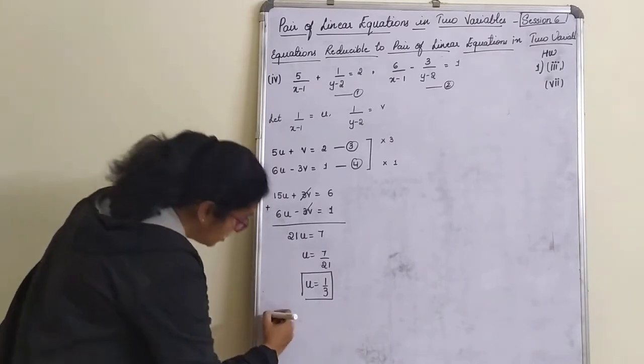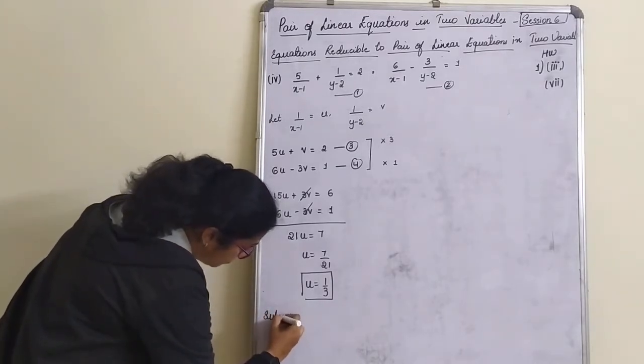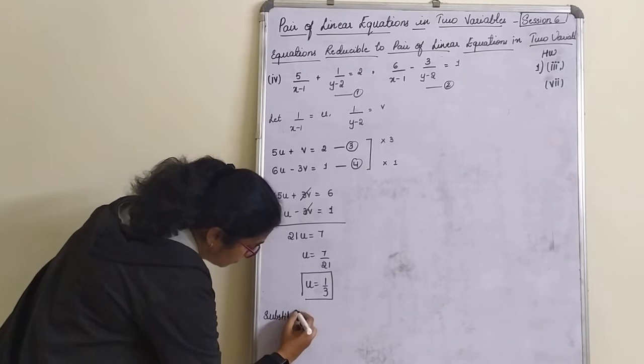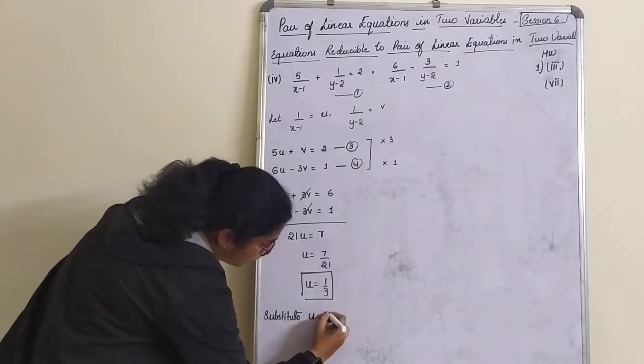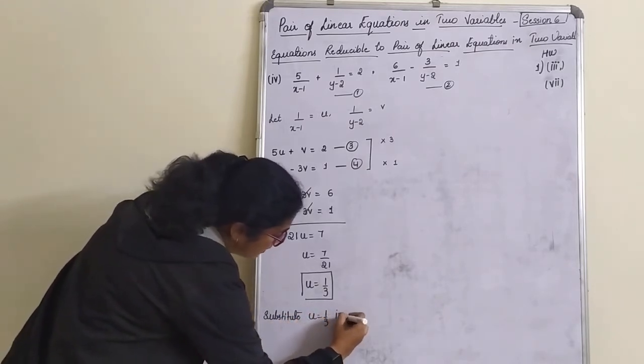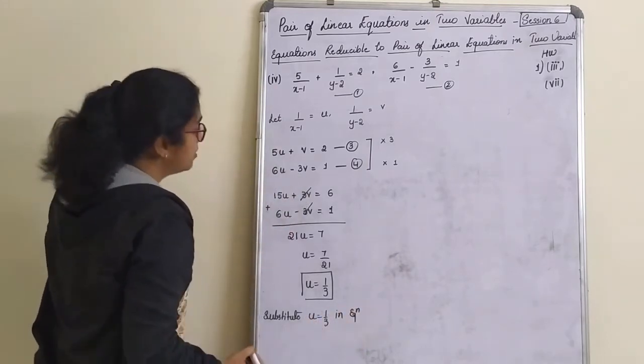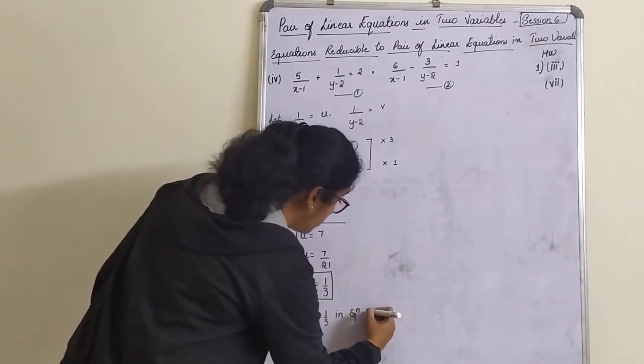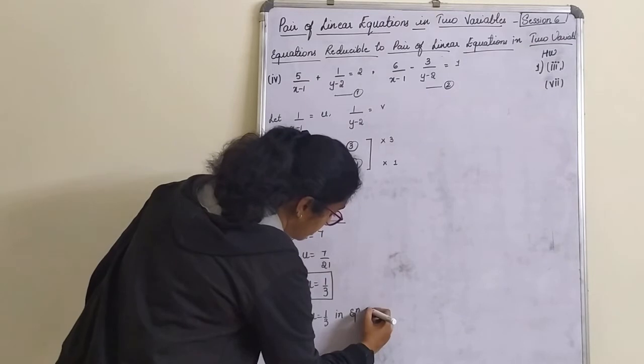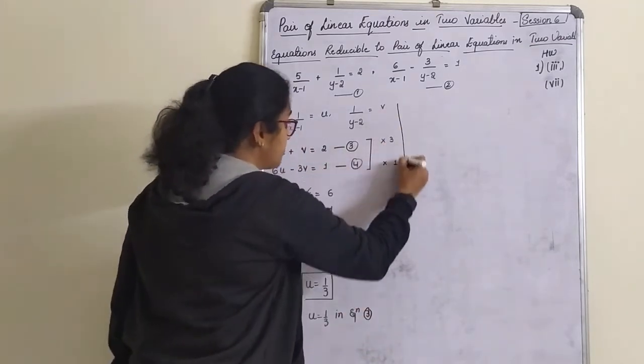Okay. So, substitute u is equal to 1 by 3 in the equation. Shall we take the first one? Okay. No, sorry. The third one. In equation 3.